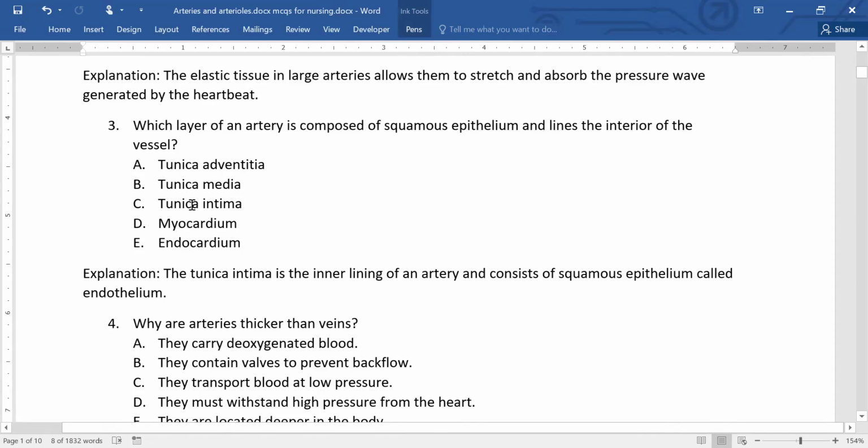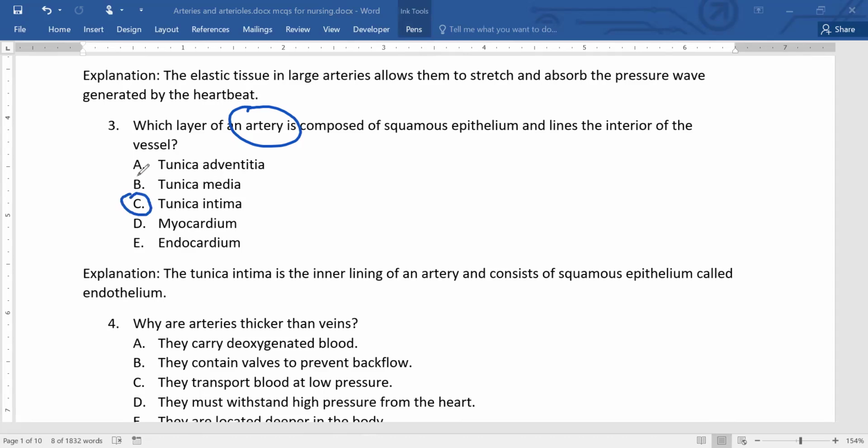The question is asked about an artery. So the wall of the artery is composed of these three layers, and in these three layers, the squamous epithelium is present in the tunica intima.